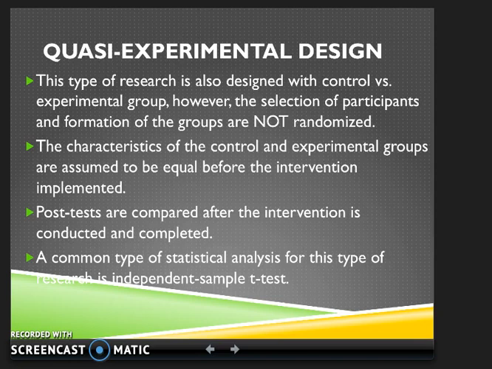So in educational research, the most often experimental design we have seen is what we call quasi-experimental design, in which you still have control and experimental group. However, the selection of participants and formation of the groups are not randomized. It could be the classes that have already been assigned.